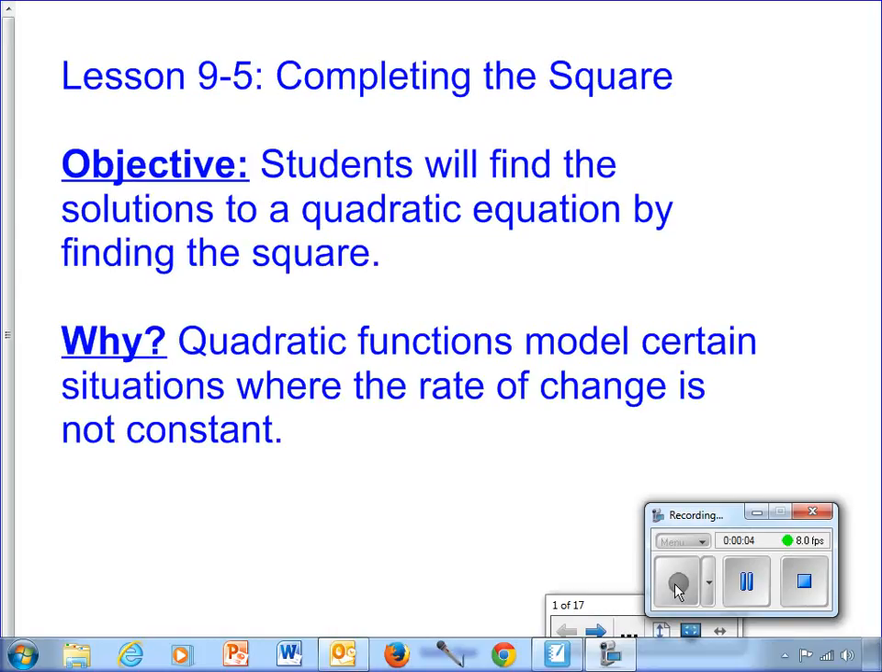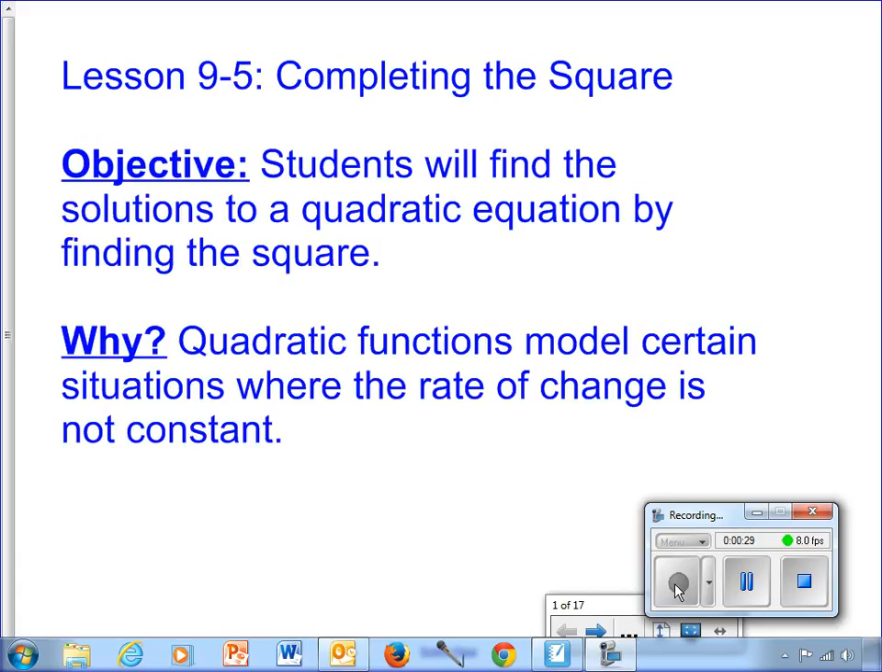This is lesson 9-5. It's entitled Completing the Square. Our objective in this lesson is that you will find the solutions to a quadratic equation by completing the square. This is another way we have. We basically have three ways of solving a quadratic equation.